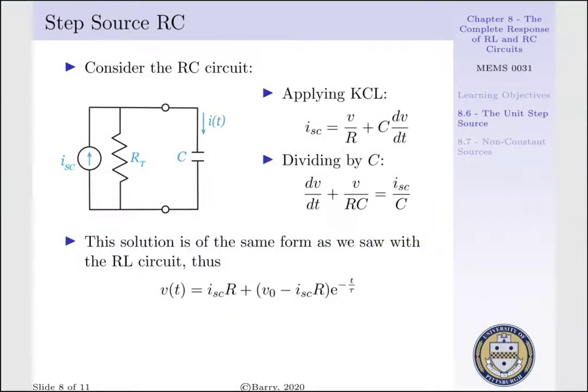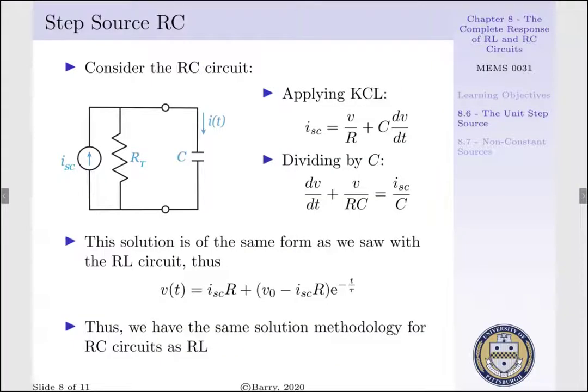We recognize this is the same form as an RL circuit, where our voltage as a function of time is equal to our current source times our Thevenin resistance, which can be equated to a voltage source, plus our initial voltage potential minus our source voltage, or our source current times resistance, times e to minus t per tau. Thus, we're going to have the same solution methodology for RC as we did RL circuits.